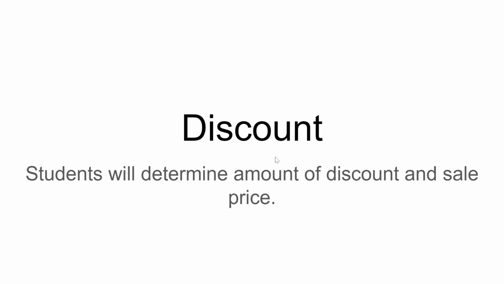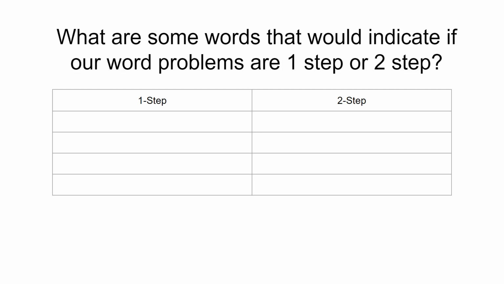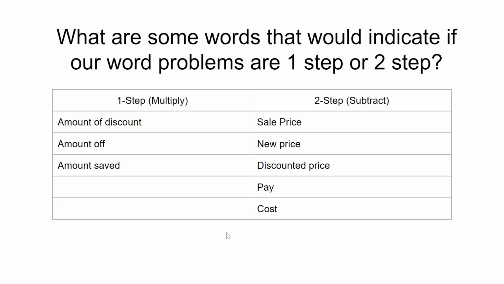With discount, I kind of think of it like when you diss somebody, right? You're putting them down, or making them feel small. You're taking away. With some of these word problems, there are words that let us know whether it's a one-step or a two-step problem. One step is just multiplying to find out how much the discount is. A two-step would be multiplying to find out what the discount is, and then subtracting that from the total price.